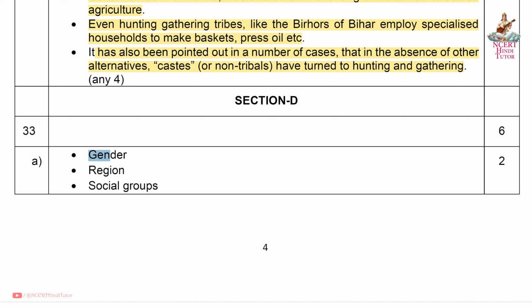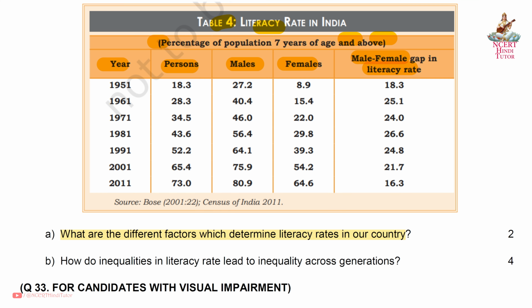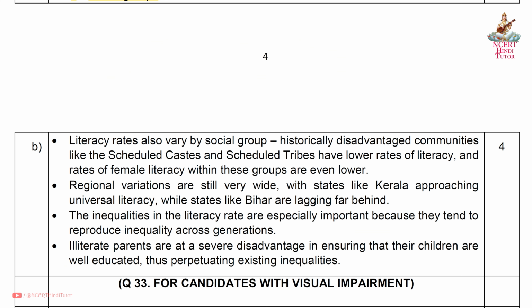Answer: gender, religion, social groups. B. How do inequalities in literacy rate lead to inequality across generations? Answer: literacy rates also vary by social group. Historically disadvantaged communities like the scheduled caste and scheduled tribes have lower rates of literacy, and rates of female literacy within these groups are even lower.